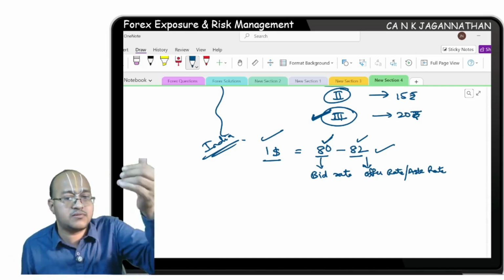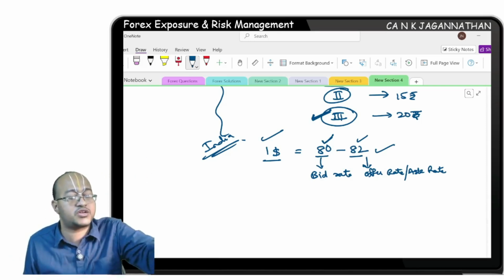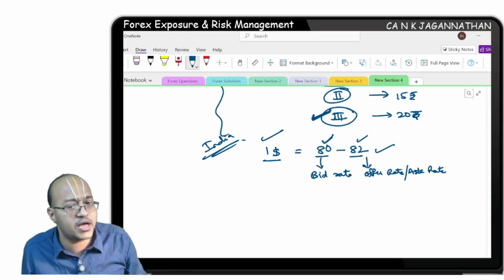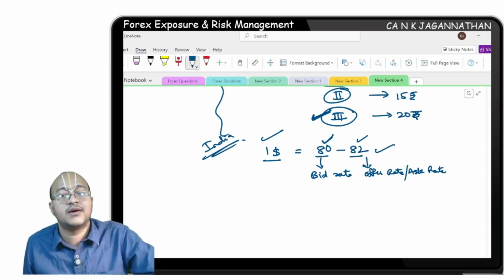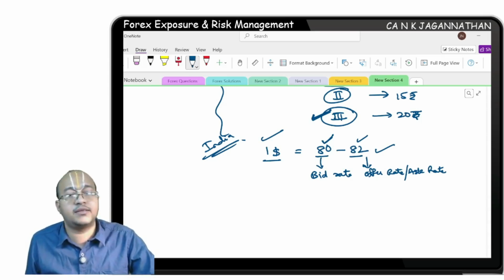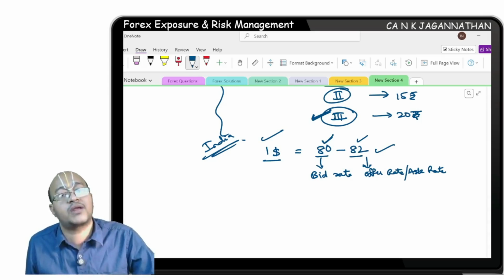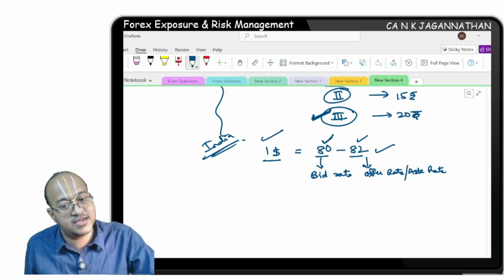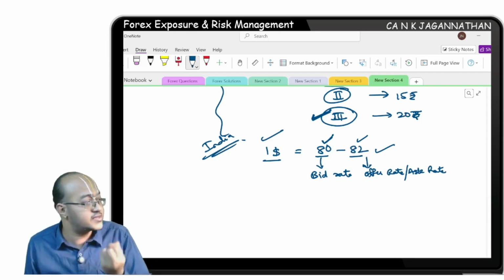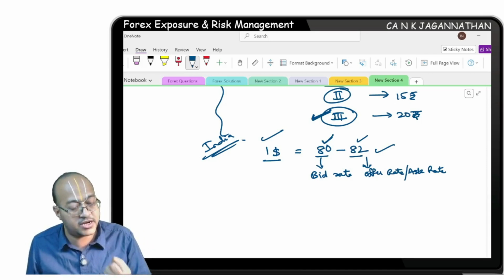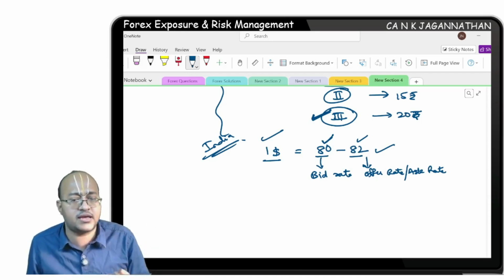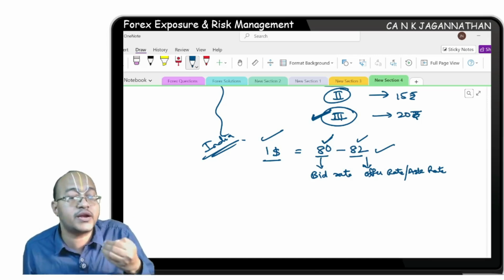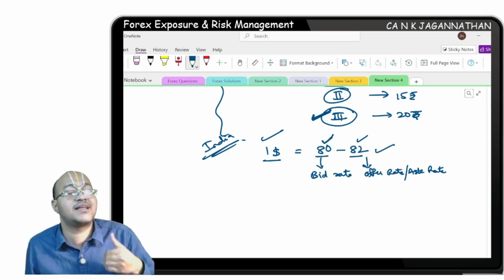The exporter will be selling dollar. Why? Because the exporter will have a dollar receivable. Today he is exporting. Assume 3 months is the period, and after 3 months he is going to realize the dollars. Now after 3 months he will receive dollars, the exporter customer, correct? Where will he go? He will ultimately sell the dollar and realize money in INR, correct? Now when he goes to the foreign exchange market, he will sell the dollar, na.